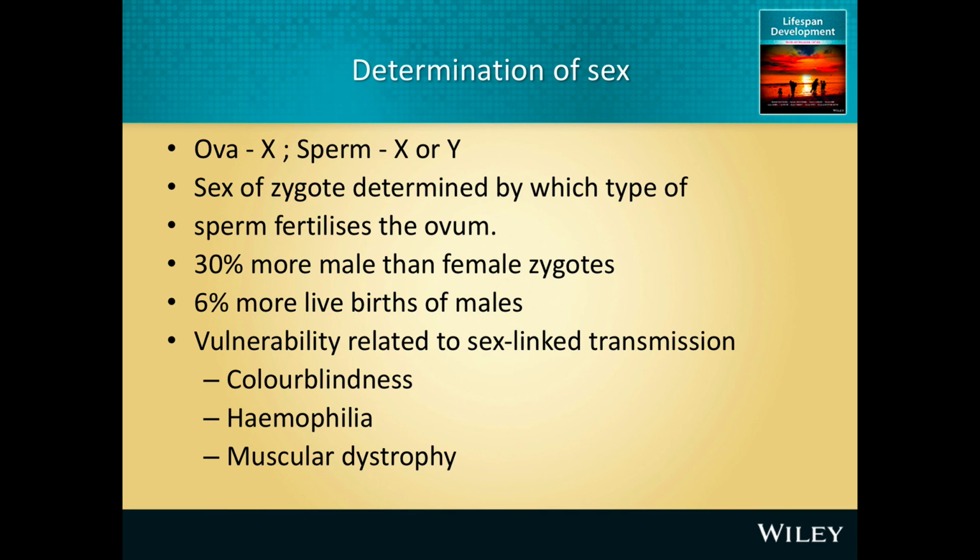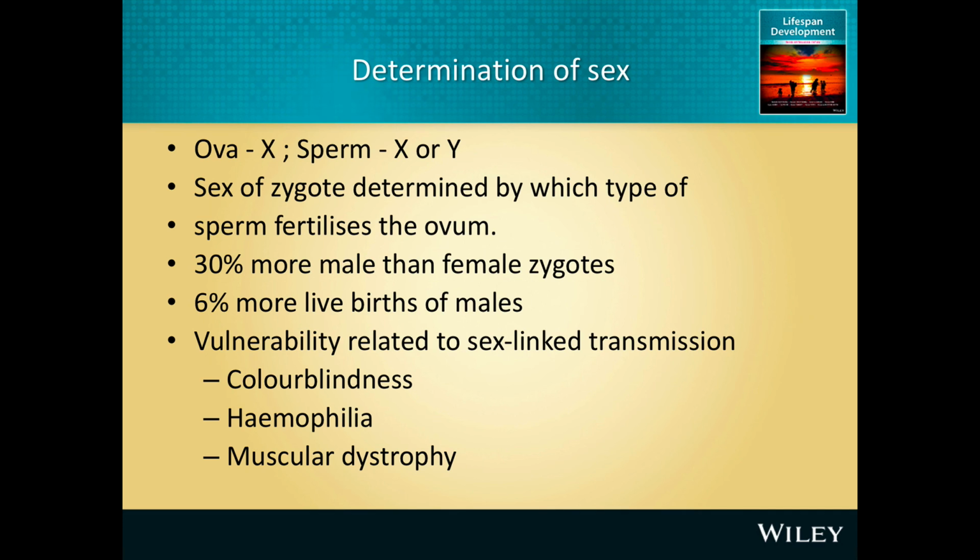So the determination of sex: whether a person becomes male or female depends on various events at conception. All ova, or egg cells, contain a single X chromosome, whereas a sperm cell may contain either an X or a Y. So if a Y-bearing sperm fertilizes the egg, a male or XY zygote develops. If the sperm is X-bearing, a female XX zygote develops.